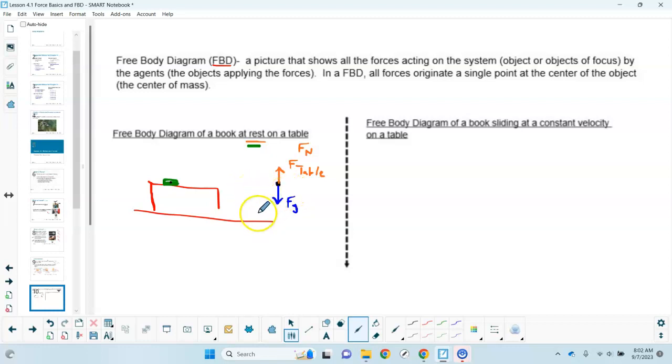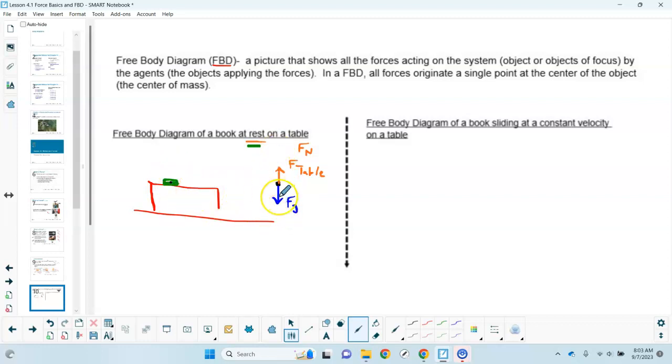They should be equal because the book is not accelerating. So because the book is just at rest here, there is no acceleration. It's not changing its motion. It's just staying on the table. Those two forces have to cancel out to make it so that it doesn't accelerate up or down. If one was bigger or smaller, then it would win.